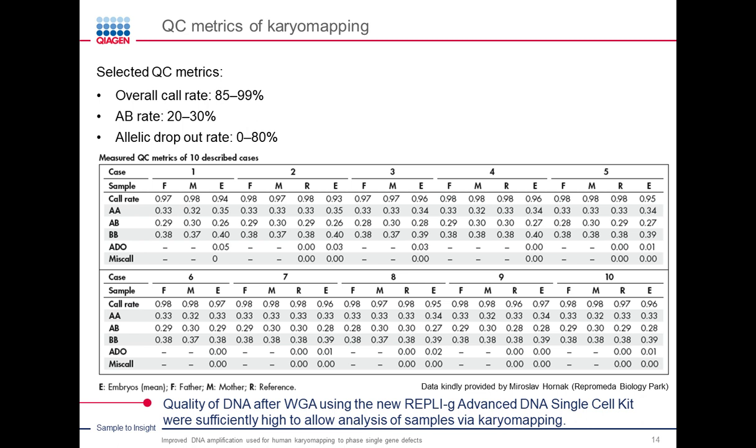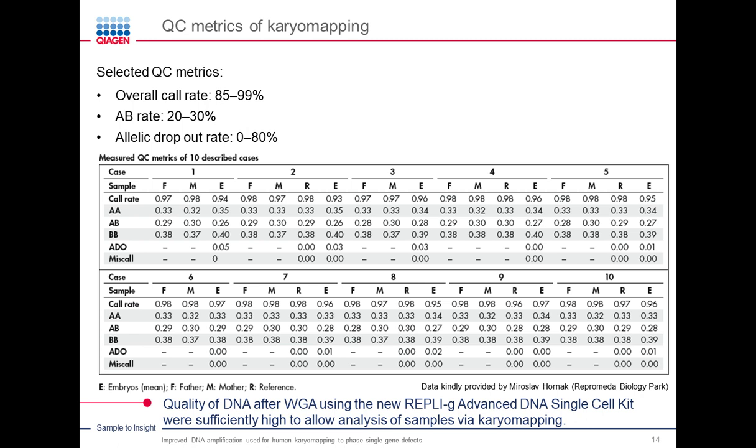So what we have down here is a table of the 10 different experiments that were done. In this table, we have the fathers, mothers, the embryo in E, and R would be the reference sample, if there was a reference sample. We're looking at the call rate here. So in order for these samples to be further analyzed, the call rate needs to be above 85%. And if you look across the call rate here of experiment 1, case 2, case 3, 4, 5, etc., you can see the call rates are all very high, at close to 94 to 99%.